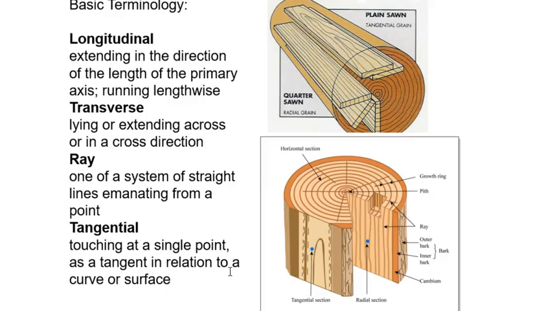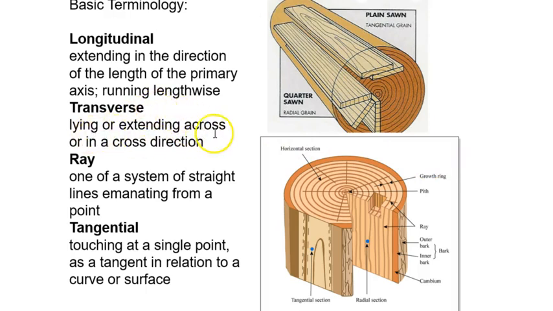Okay, so some terminology we have to discuss now. These definitions are not specific to trees. These are just geometry, actually, but when we discuss the tree trunk and how it's cut, we need the vocabulary to do so. So longitudinal, this is in the direction of the length of the primary axis. So this is our tree trunk. This is the longitudinal direction in line with the trunk.